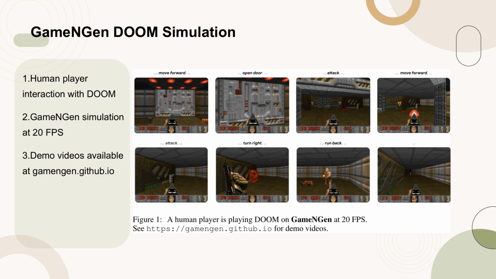Figure 1 illustrates a human player engaging with the classic game Doom through GameNGen, which operates at a frame rate of 20 FPS. This demonstration highlights the real-time interaction capabilities of GameNGen, showcasing its ability to simulate complex environments in high quality. For a visual demonstration, please refer to the provided link for demo videos.